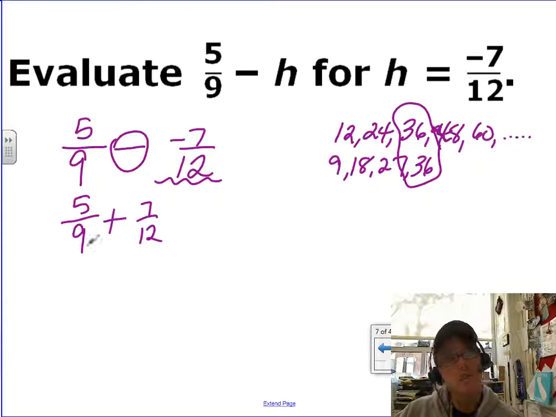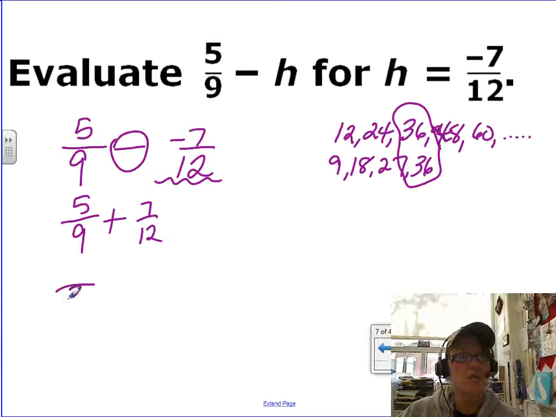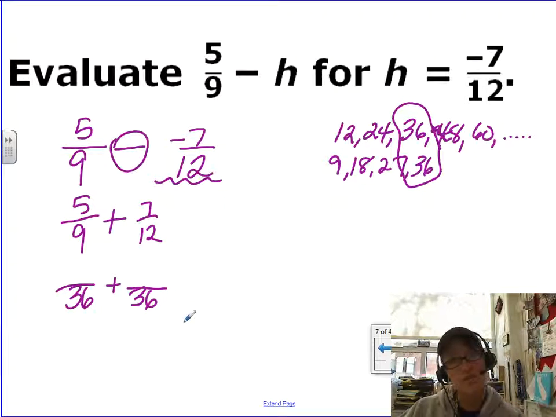Nice. You could multiply 9 and 12. I'll tell you, that gives you 108. That's a pretty cumbersome and large denominator to work with. I'm not saying it's wrong, but I'm saying using the first or the least common denominator is easier.